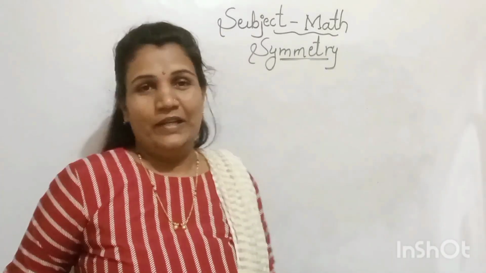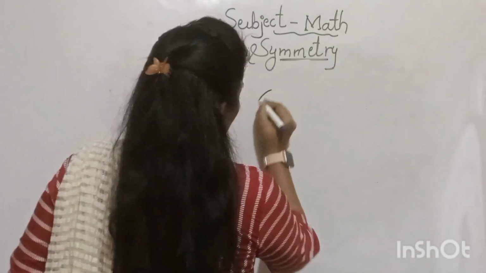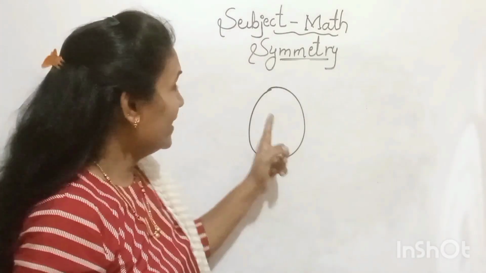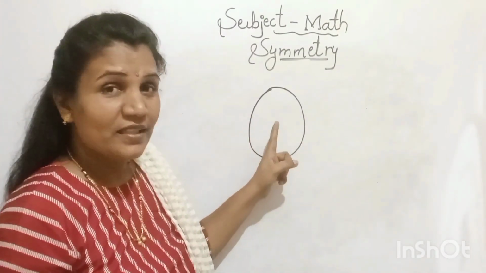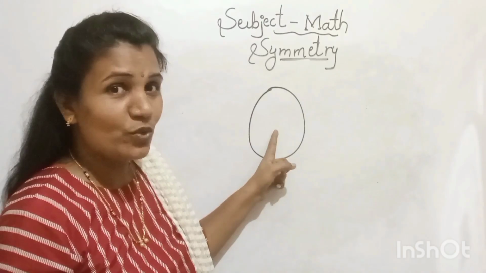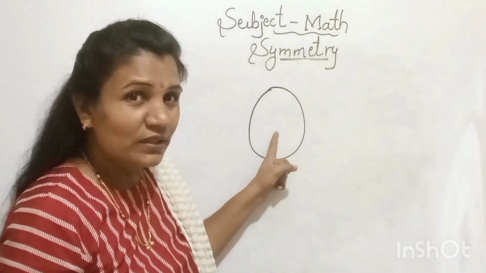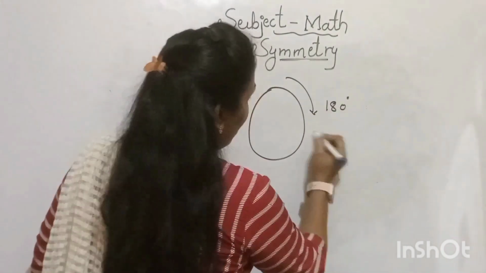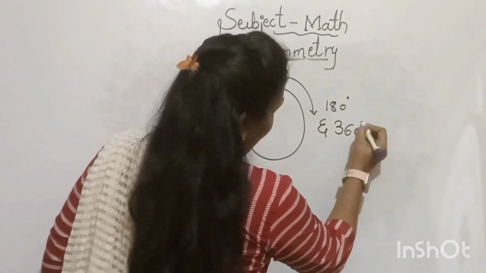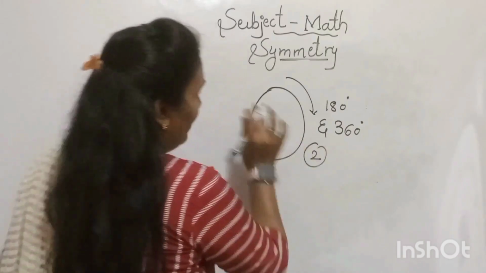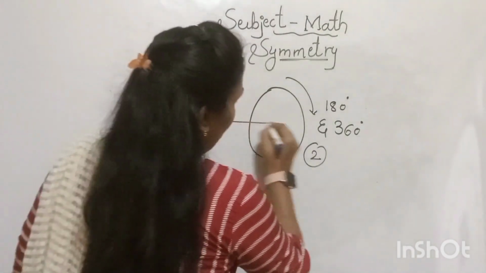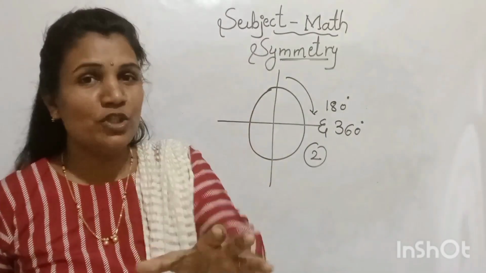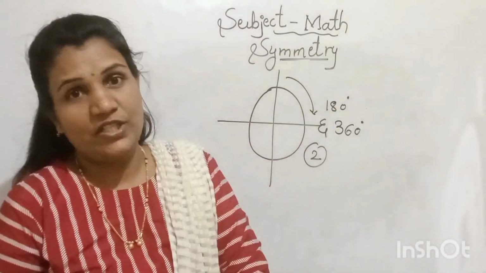Let us see the oval. Let us take the oval. If I take the oval, see how many times this oval can get its original position if it rotates 360 degrees. Obviously, at the 180-degree position and the 360-degree position, which means twice. This oval can get its original position 2 times when it rotates 360 degrees.